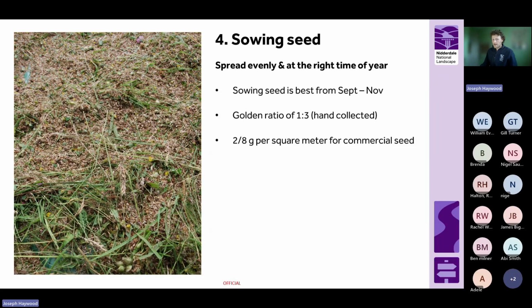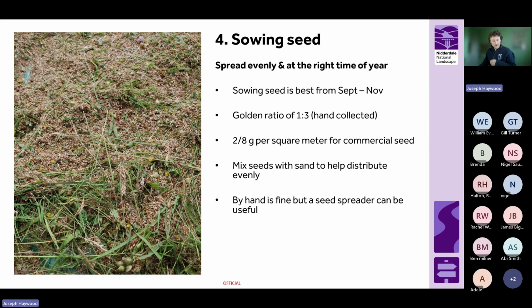As I mentioned earlier, it's about 2 to 8 grams per square meter for commercial seed. That varies wildly, and if you're going to a seed supplier, just follow what they've suggested on their seed packets. You don't want to chuck all your seed in the first bare patch. Even if you buy 100 grams of seed, it doesn't feel like very much. So if you can mix it with some sand, that will help you distribute it evenly. It's a good way to make it last a bit more.